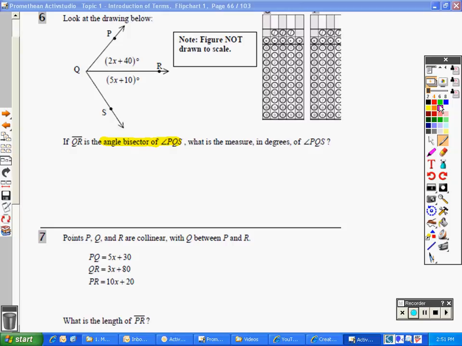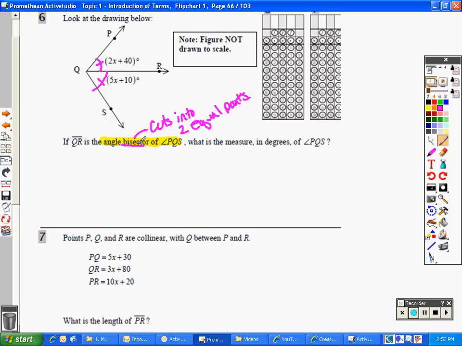Angle bisector should tell you that it cuts it into two equal parts. So I want you to be an active reader. When you see that it's bisecting that angle, or cutting it into two equal parts, this QR has cut the whole angle into two parts, which means this angle up top, PQR, and this angle on bottom, RQS, are equal in measure because that angle has been bisected, and that's what bisecting means.